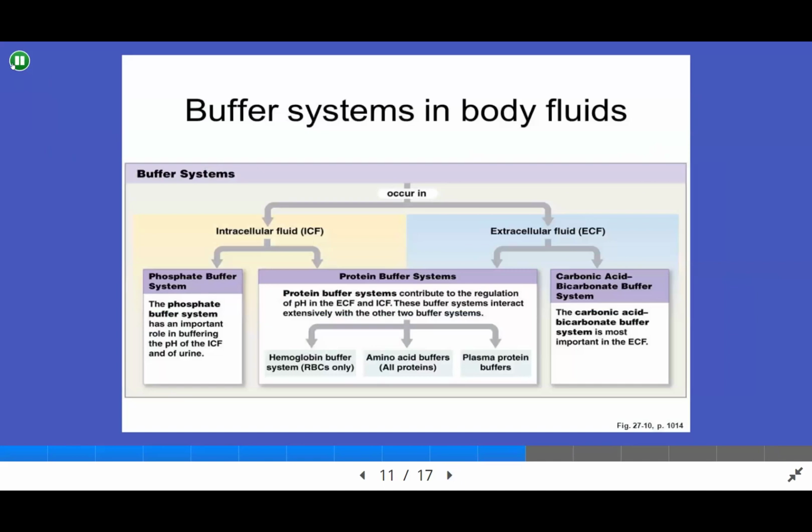So some more buffer systems in our bodies. Buffer systems can be in our intracellular fluid or in our extracellular fluid. In our intracellular fluid, we have a phosphate buffer system and a protein buffer system. The phosphate buffer system has an important role in buffering the pH of our urine, for example. Protein buffer systems contribute to the regulation of pH in our intracellular and extracellular fluid. For example, our hemoglobin buffer, amino acid buffer, and plasma protein buffers. And then in our extracellular fluid, we have a carbonic acid-bicarbonate buffer system, which is the most important one for our extracellular fluid.